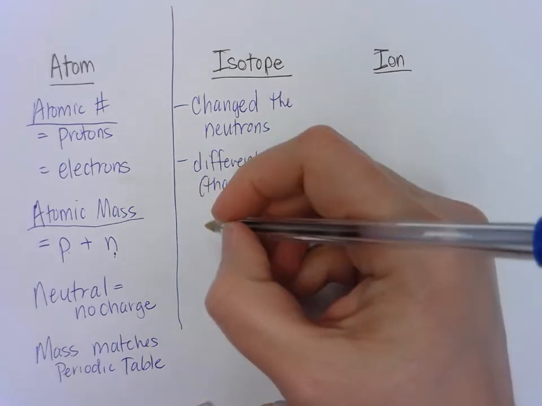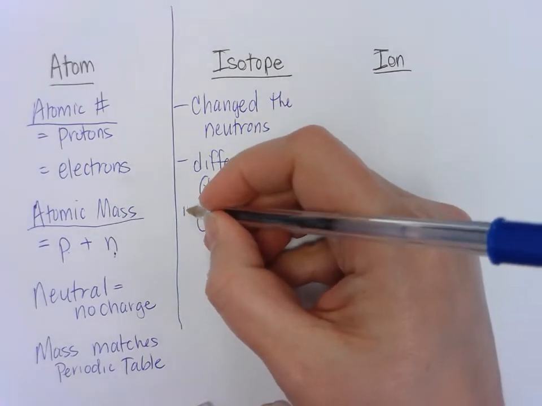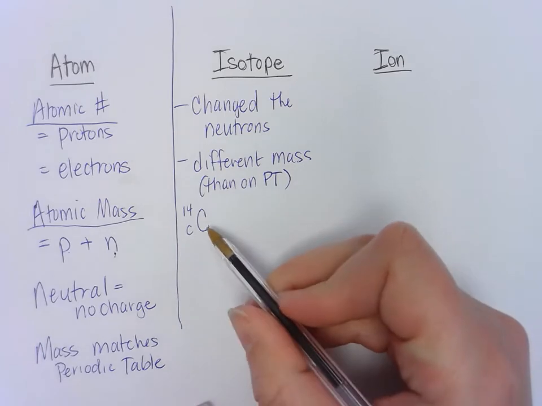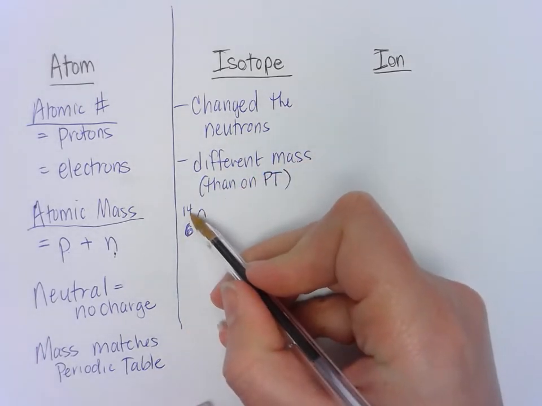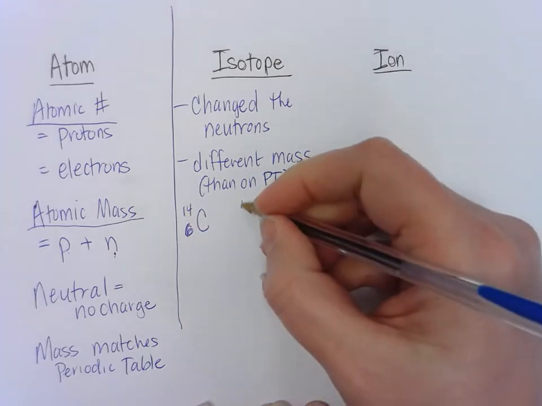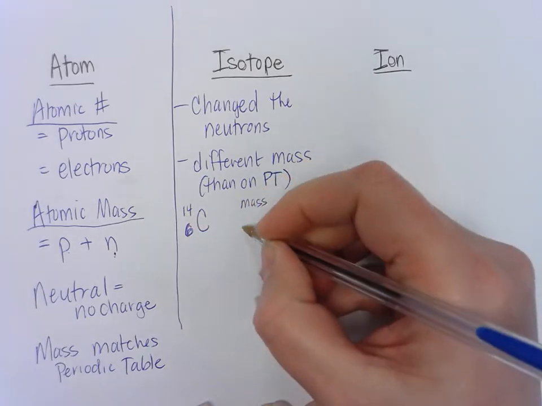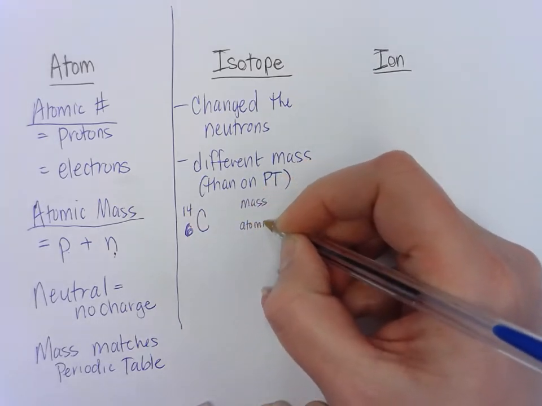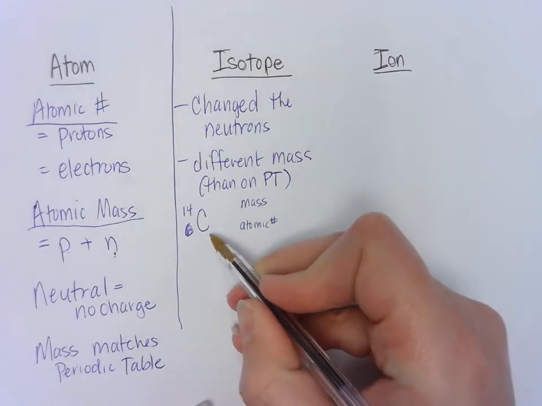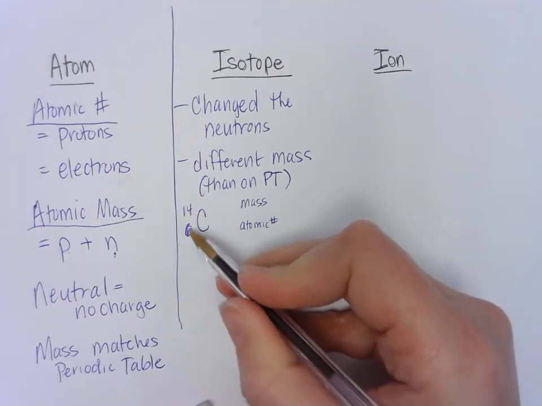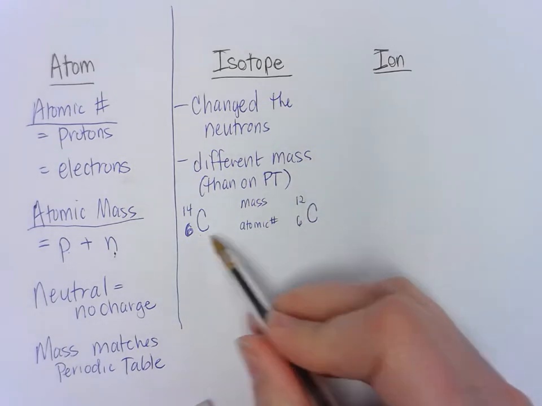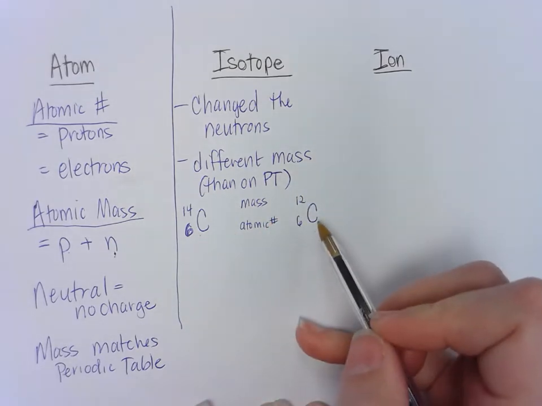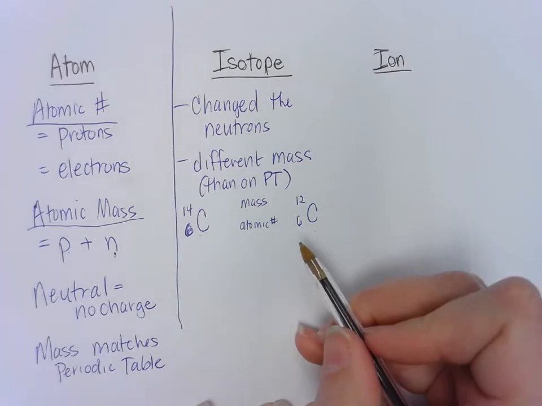Now isotopes are represented a couple different ways. You might see them written like this, and this is telling me, oops, this should be a 6. This is telling me that I have a mass of 14, and this is my atomic number on the bottom. And so this carbon isotope could be 14 over 6, or we might see a 12 over 6. And so these are two different isotopes. They have different masses, and we would know that the number of neutrons are different.